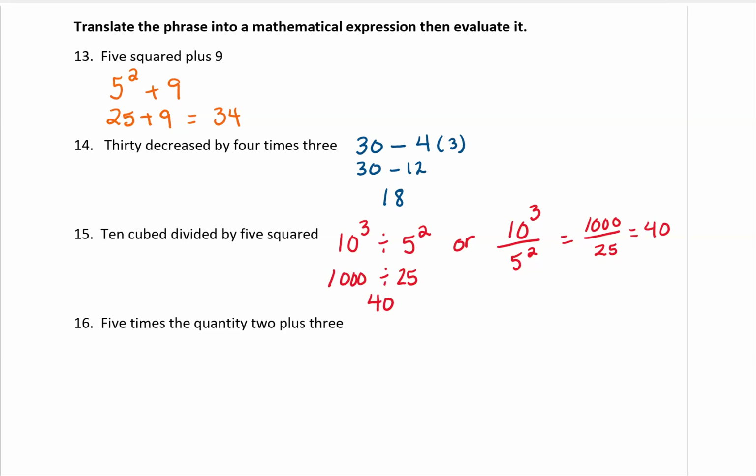And number 16, 5 times the quantity 2 plus 3. It's not 5 times 2. It's 5 times the quantity 2 plus 3. So work inside the parentheses first. 2 plus 3 is 5. So then we have 5 times 5, which is 25. There you go.